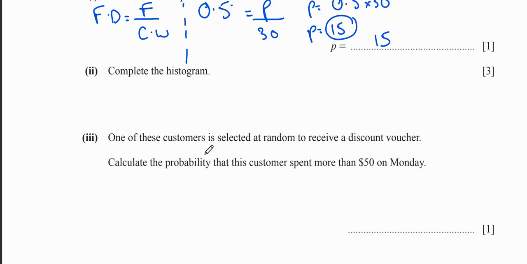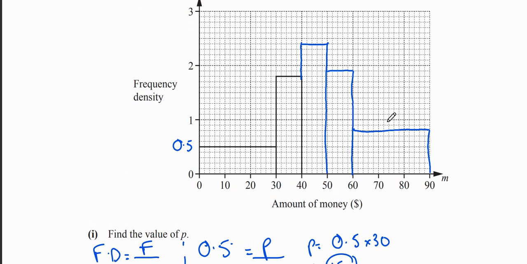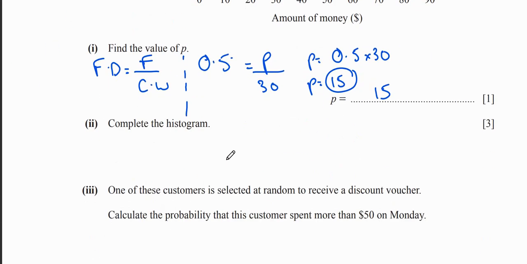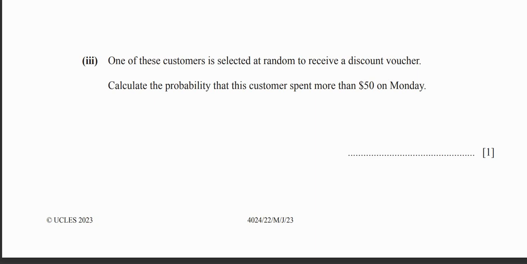Next question says one of these customers is selected at random to receive a discount. Calculate the probability that this customer spent more than $50 on Monday. So look, more than 50 means 19 plus 24. Alright, there are how many customers? 19 plus 24, which gives you an answer of 43.